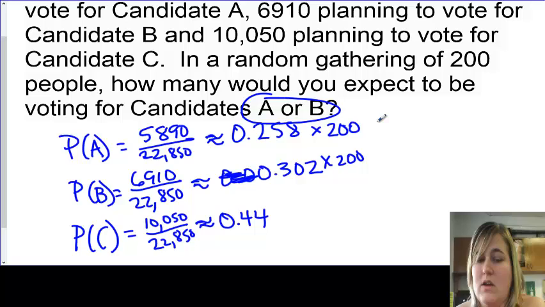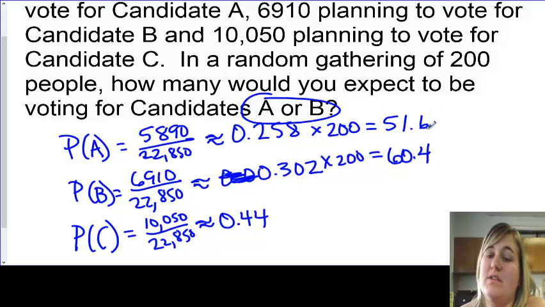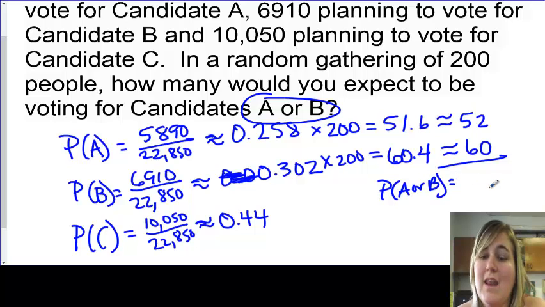So if I take 0.258 times 200, it gives me 51.6. 0.302 times 200 gives me 60.4. I'm going to round those because I can't have 6/10 of a person or 4/10 of a person. So this one's about 52 people and this one is about 60 people. So for the number voting for candidate A or B, I would find that by adding those two, which is going to give me 112 people.